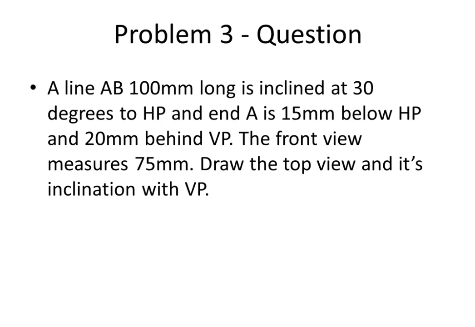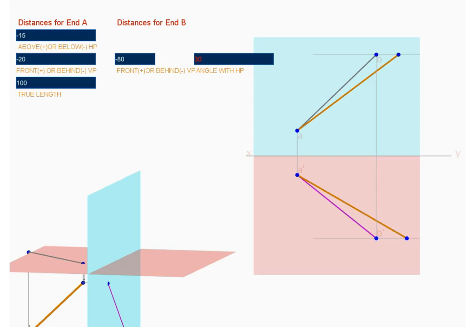Let's see the line in 3D. So we are actually seeing the line AB in 3D view here. So you could see that the line is in the third quadrant here, because from the question it is clear that the end A is actually below HP and behind VP, so that is nothing but the third quadrant. This is a horizontal plane, so below HP will be here and behind VP will be here, so that two coincides in the third quadrant.